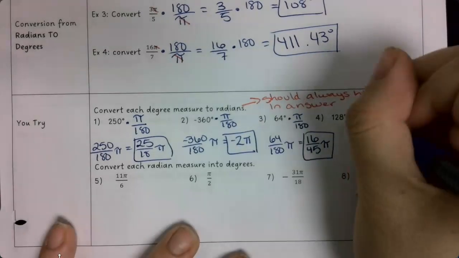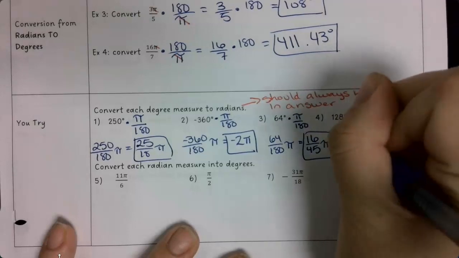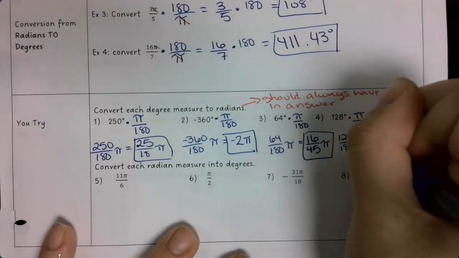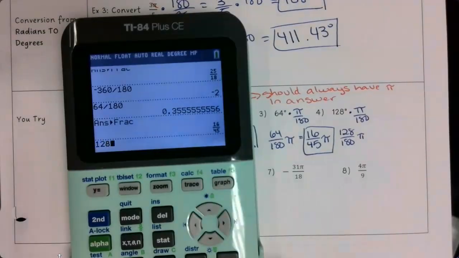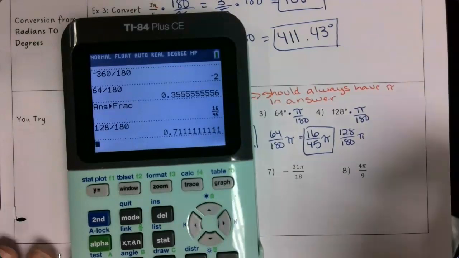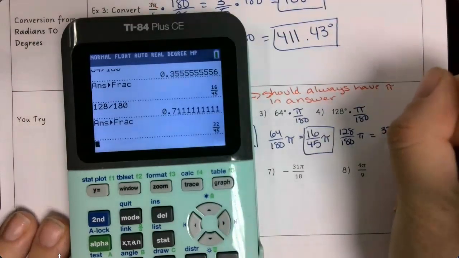And then 128 is going to get multiplied by pi over 180. So I rewrite it as 128 over 180 times pi, which gets us 32 over 45 pi.